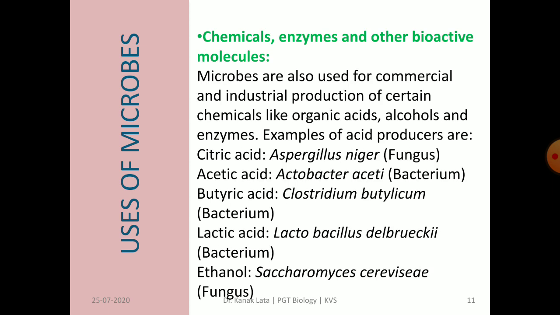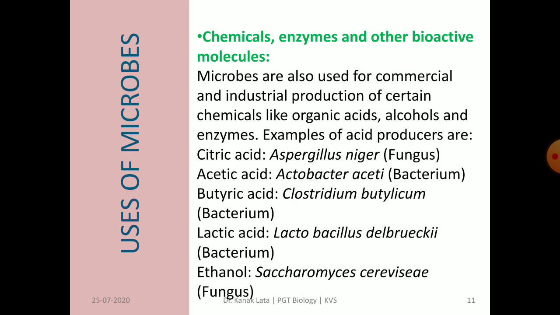Now we can see how microbes are used for commercial and industrial production of certain chemicals like organic acids, alcohols and enzymes. So let us list the examples of acid producers. First is citric acid. That citric acid is produced by a fungus and the name of the fungus is Aspergillus niger. So from where is the citric acid produced? Citric acid is produced from a fungus and the name of the fungus is Aspergillus niger.